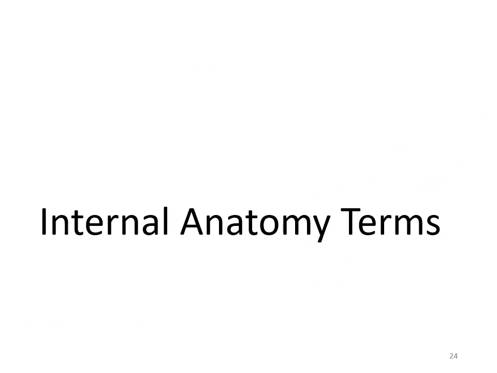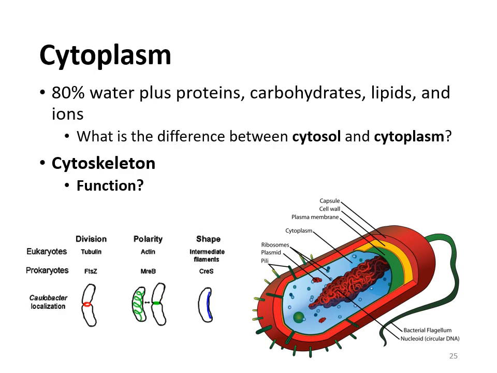So that's it for the outside anatomy terms. Now we're going to go through some internal anatomy structures of bacteria. The first internal structure to remember is cytoplasm. There's two terms that you'll hear associated with this. Sometimes you hear the word cytoplasm, whereas sometimes you hear the word cytosol. The difference is that cytosol is simply the fluid within the cell, whereas cytoplasm is the fluid plus all of those dissolved suspended particles such as proteins, carbohydrates, lipids, and ions.